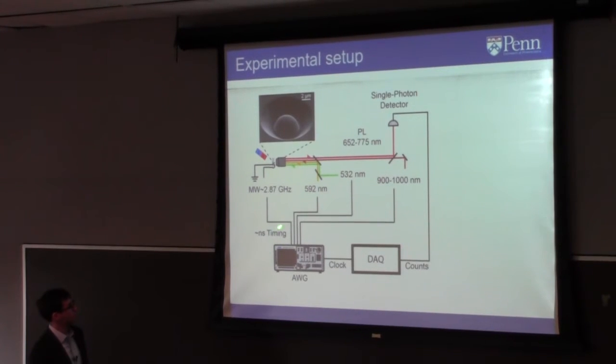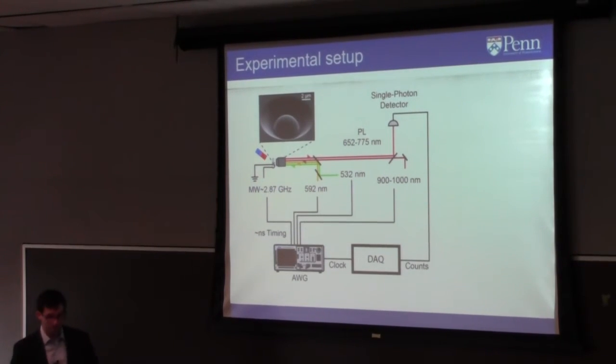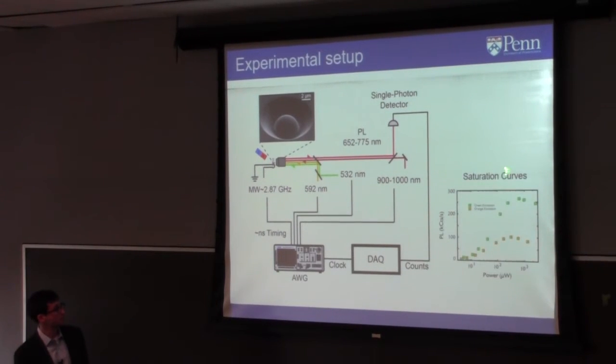And then we have a little bit of timing to take care of. The optical dynamics that go from the triplet to singlet occur on the 10 nanosecond timescale, but these charge dynamics occur on the millisecond timescale. So there's many orders of magnitude difference in the timing we need to take care of. And the way we do that is have an arbitrary waveform generator that does all of our fast timing, and then a data acquisition card that's providing the clock and taking care of the longer, kilohertz rates.